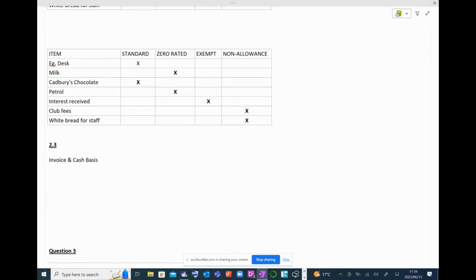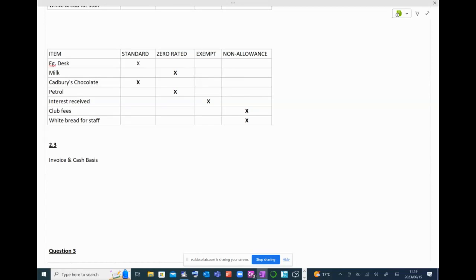If we start adding tax on it, the least privileged might suffer, and that's what they want to avoid. Chocolate: we don't need chocolate to survive, so it's standard rated. Petrol is zero rated, though we're already suffering.